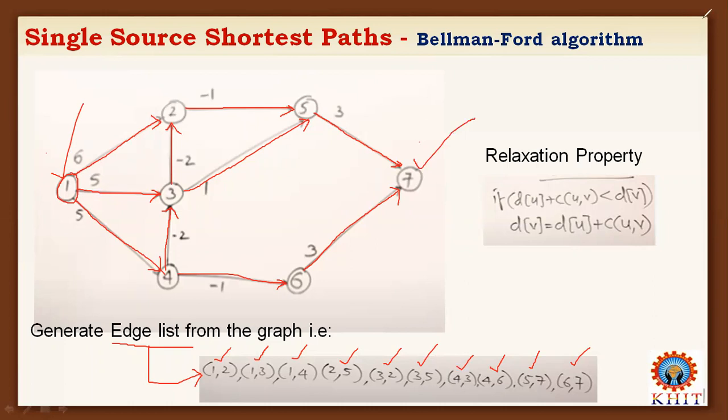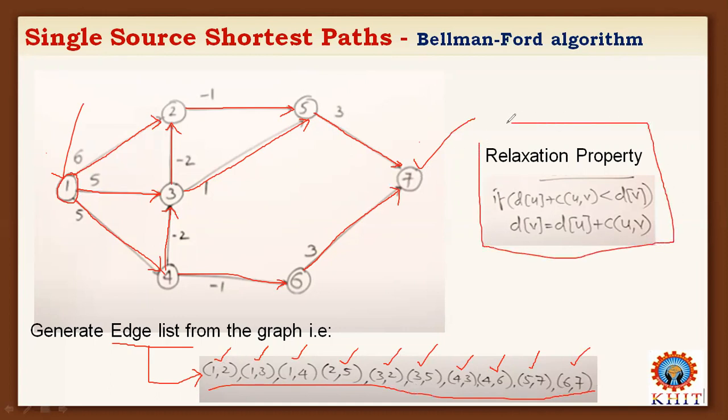Students, observe clearly: when in examinations they give the graph and ask you to solve it using the single source shortest path problem or the Bellman-Ford problem using dynamic programming, the first step is from the given graph, you need to generate all possible edge lists. These are the possible edge lists which can be generated based on the directions from the given graph, from the source vertex to all remaining vertices. Okay. Next, you need to write the relaxation property.